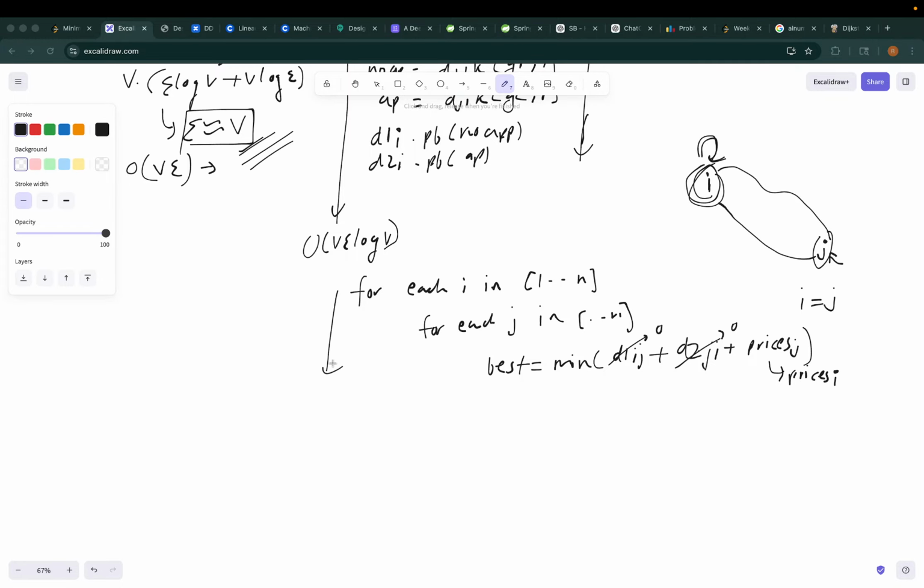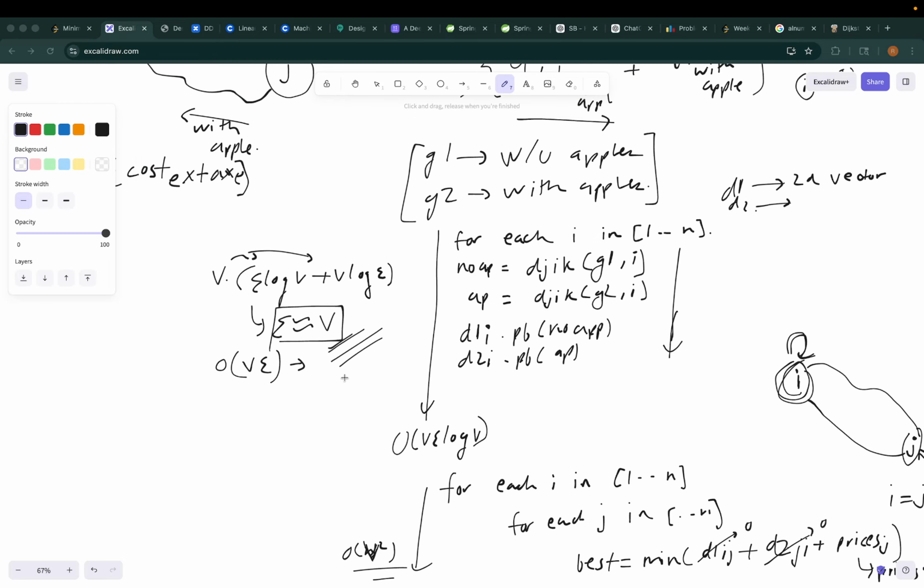So this is again O of n square, or v square if you must. Overall, you solve this problem in O of v square.